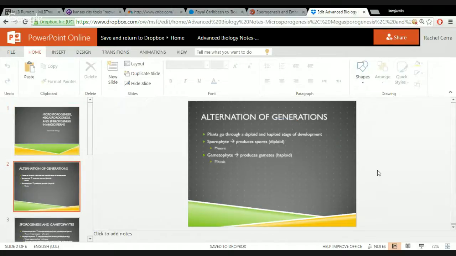First thing I want to go through is this idea of alternation of generations. Every organism goes through these stages, but not everyone considers them a stage in their life cycle. Plants actually consider this a stage. We consider this more of a process because we don't consider the formation of gametes a stage of our development. It's just a process that we go through.